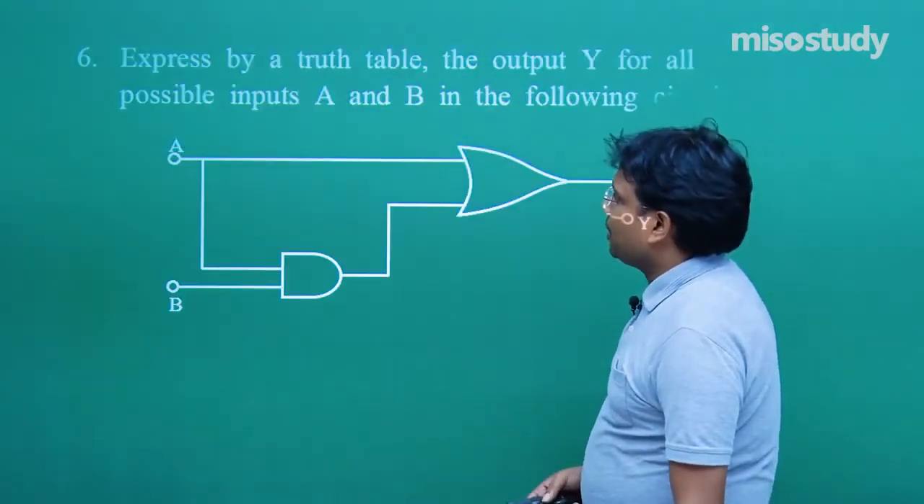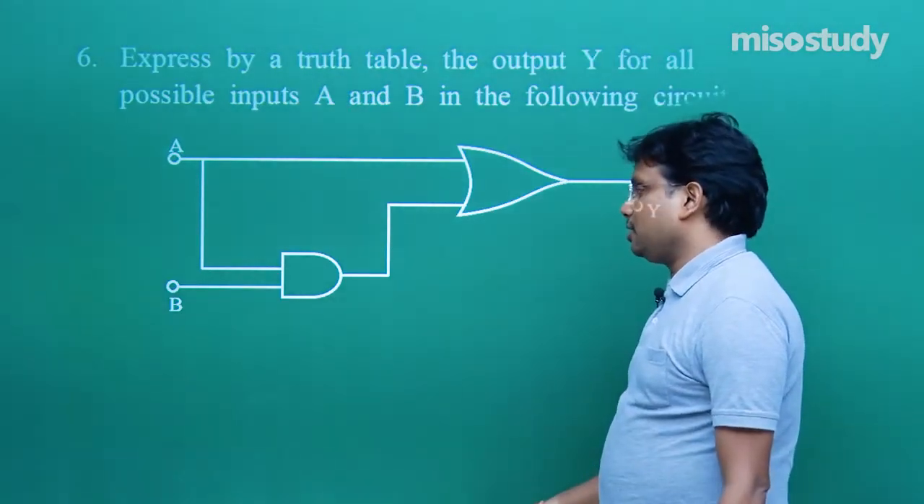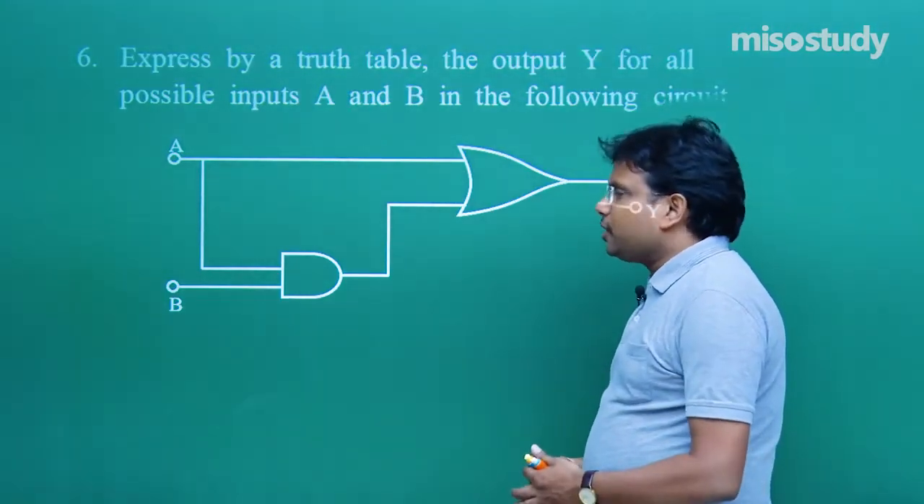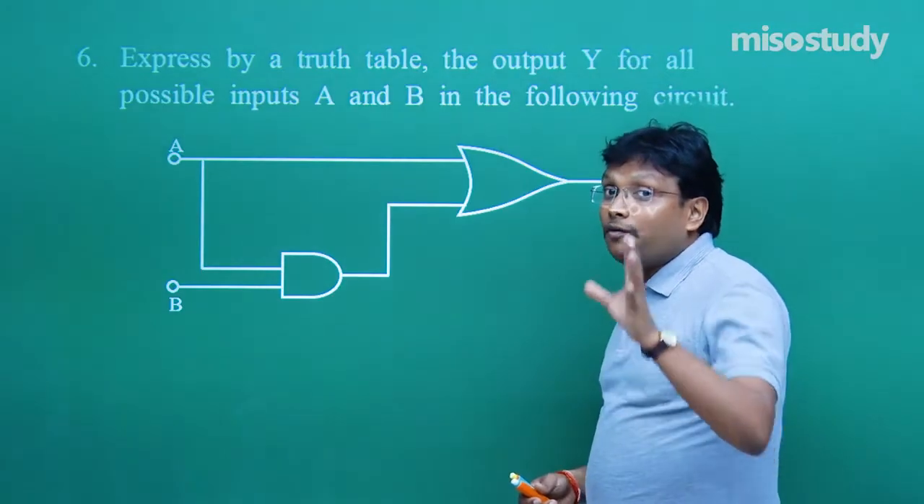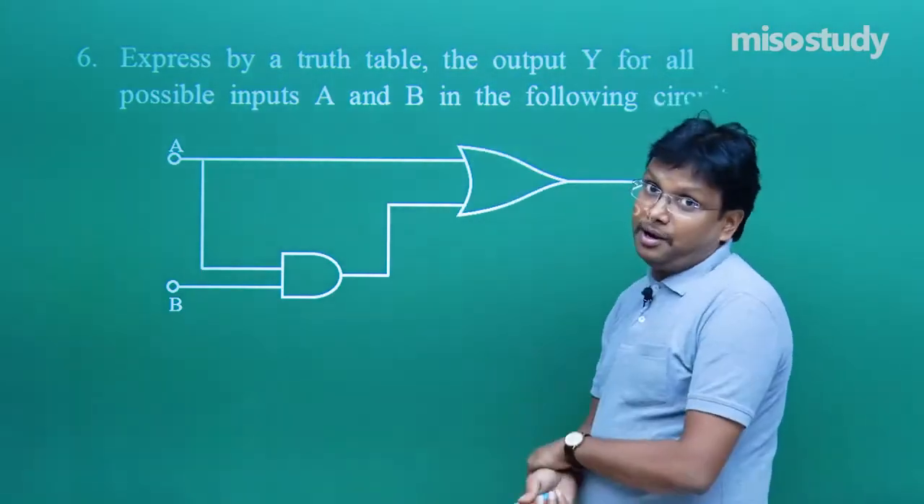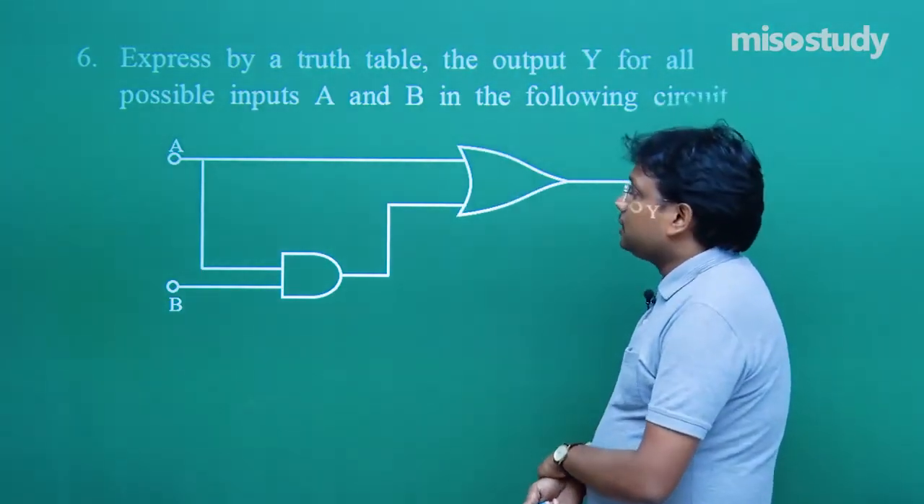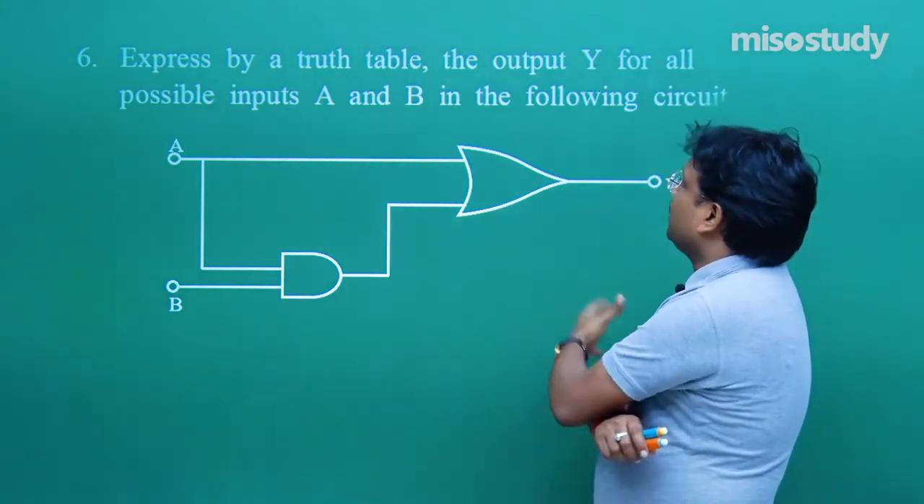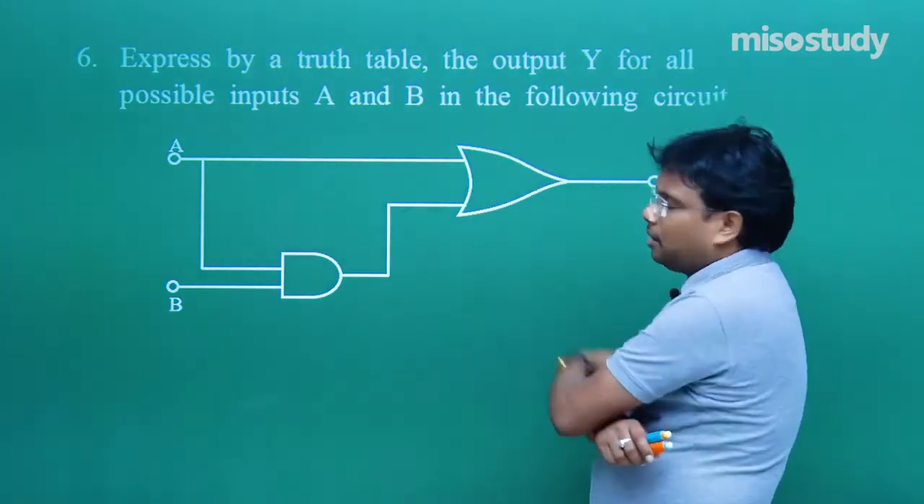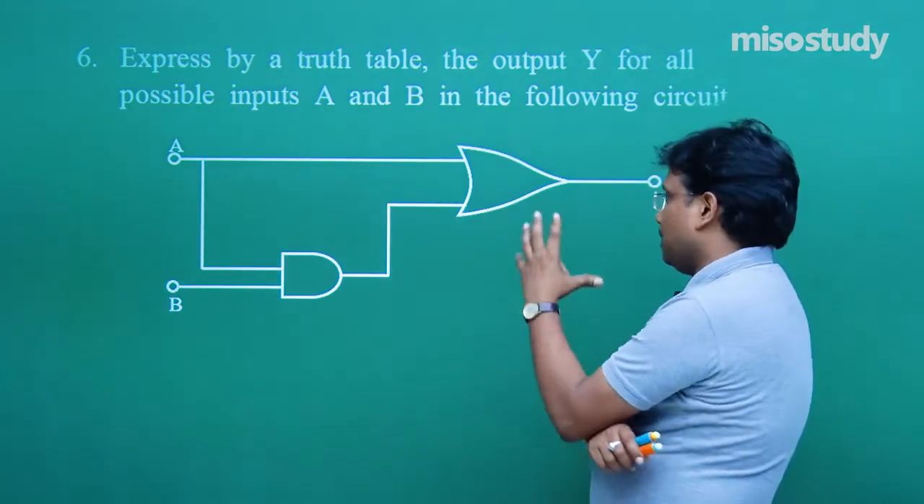Then comes question number 6. Now, this question really requires some sort of effort, but this question is very simple. Fine. So, I will tell you how the truth table of this particular circuit is going to be defined.